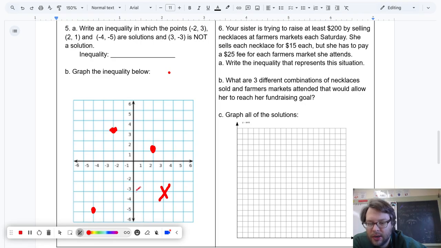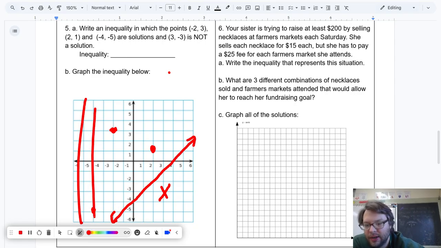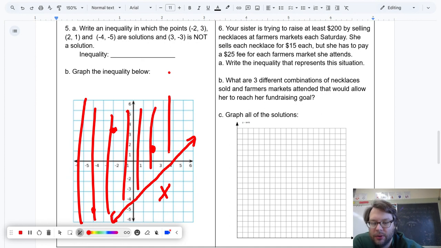So here is one possible answer. I'm just going to draw a boundary line on there, and I'm going to shade above the line. This is not the only answer. This is just one possible answer.